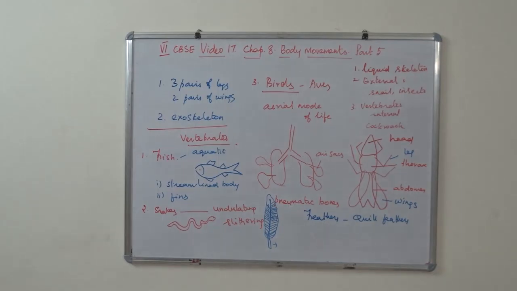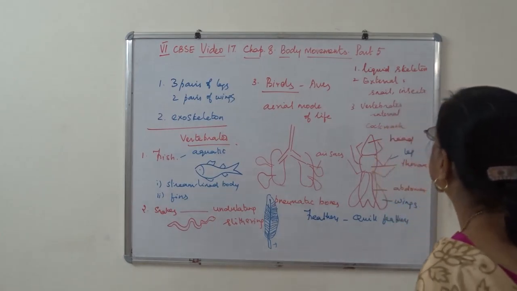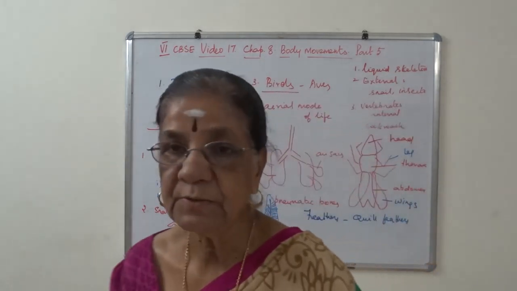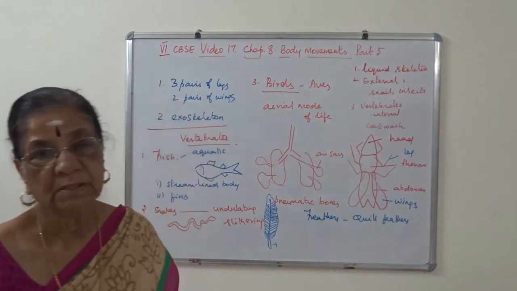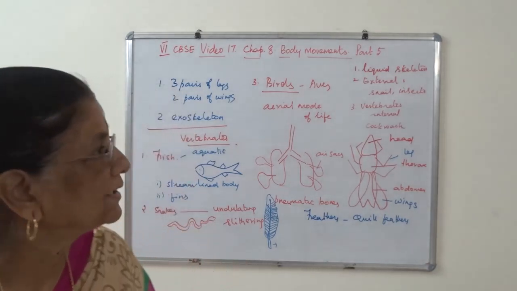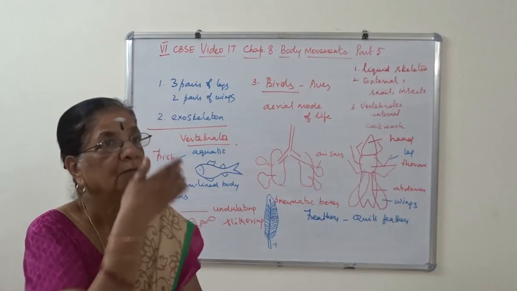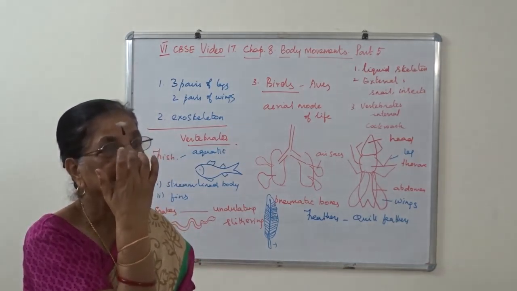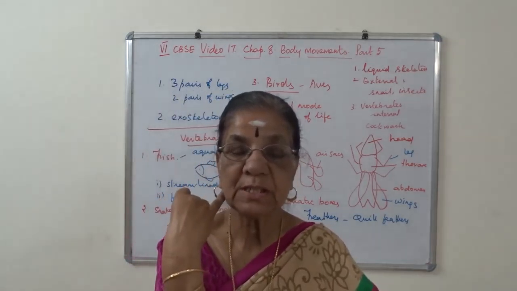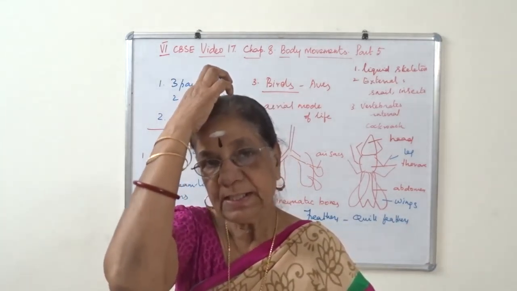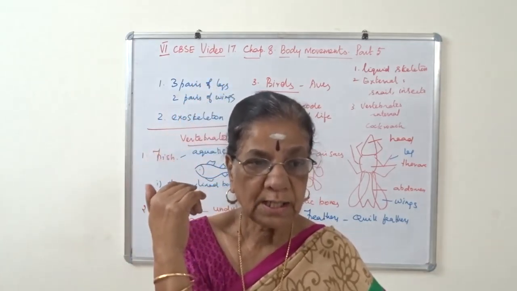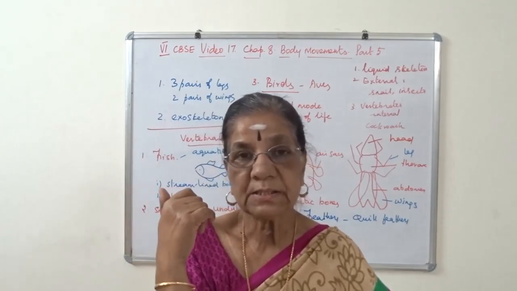I hope you understand. So this is our video 17, body movements, movement in animals. What have we seen? Movement in animals: earthworm will have liquid skeleton because the pressure of the fluid alone forms the shape of the animal, and it is segmented, so liquid skeleton. Whereas apple snail or garden snail and cockroach show external skeleton. It has a hard protective shell, so it is called external skeleton. And all other vertebrates have internal skeleton.